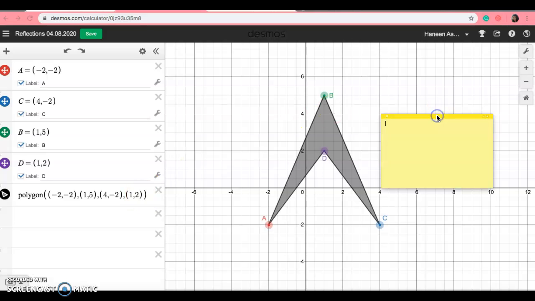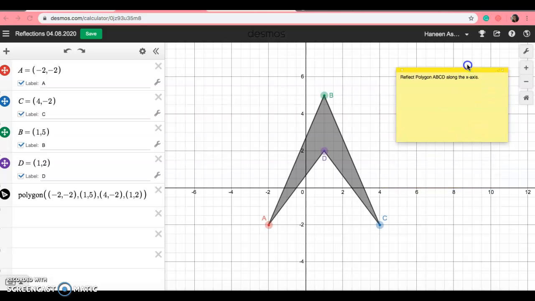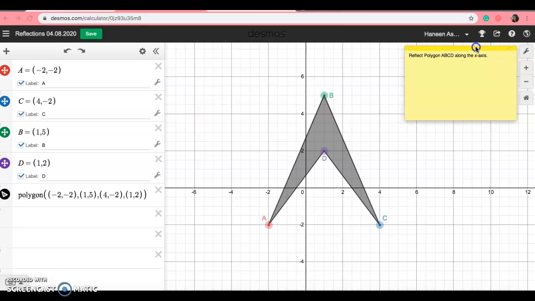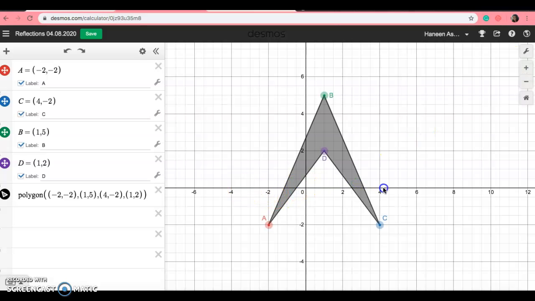Now what we want to do is reflect polygon ABCD along, let's make it simple for now, the x-axis. So that is going to be our direction. We want to reflect it along the x-axis, which is this axis right over here.